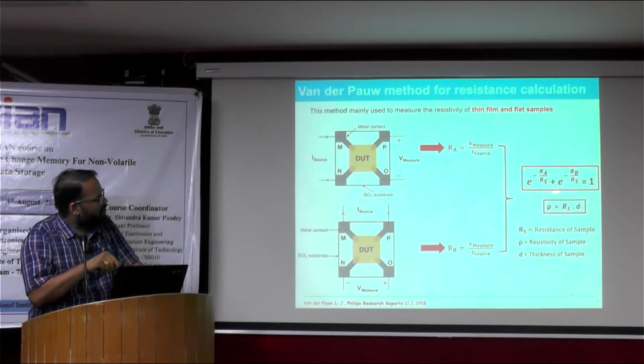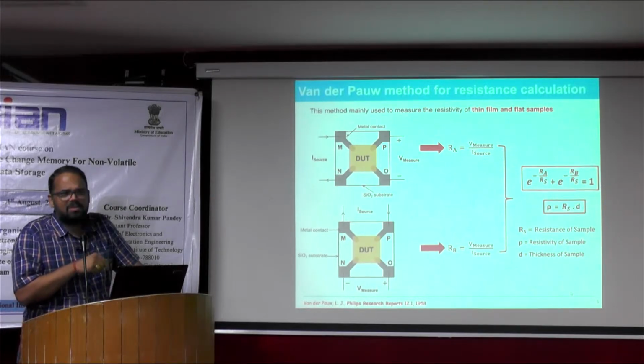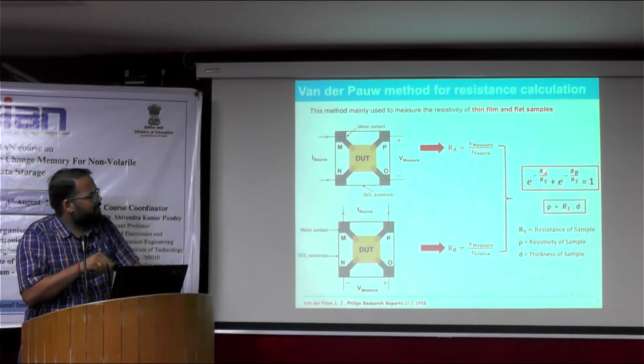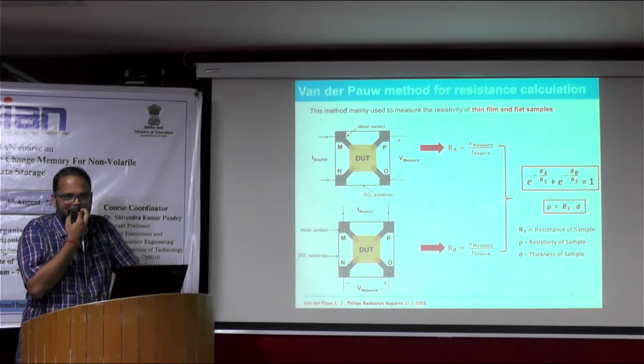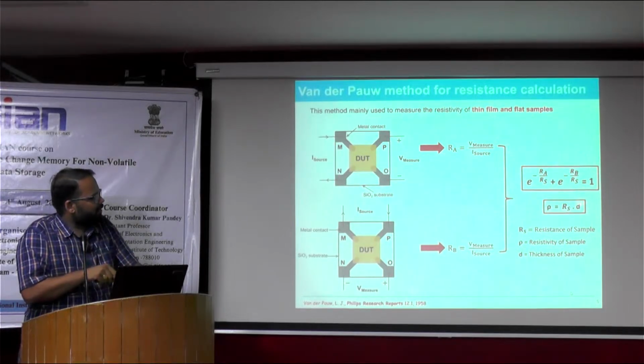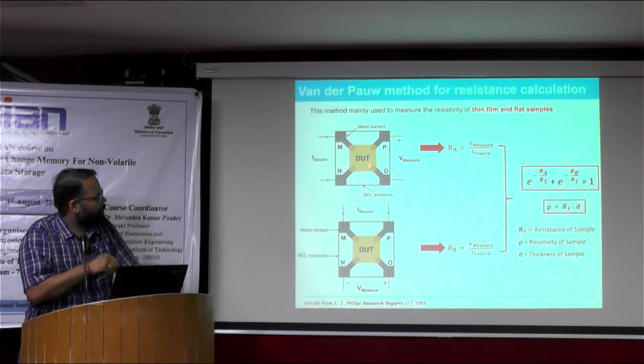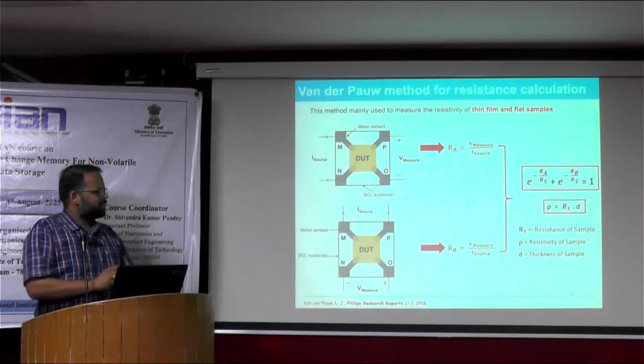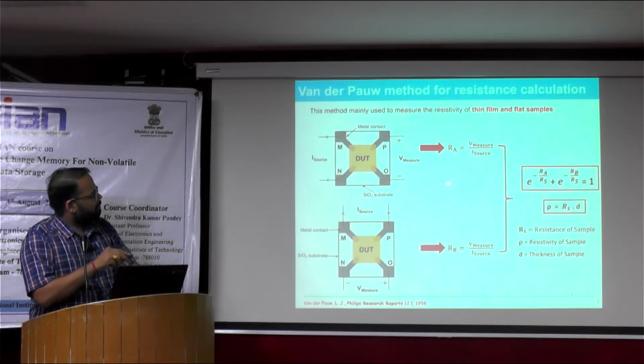When you solve this equation using some mathematical tool, if you are able to identify Ra and Rb, you can directly solve this equation for Rs using MATLAB, and you can even solve it mathematically. And if you have the thickness of this material, then you can identify the resistivity of this material. So it's a kind of method by which we can see the resistance.